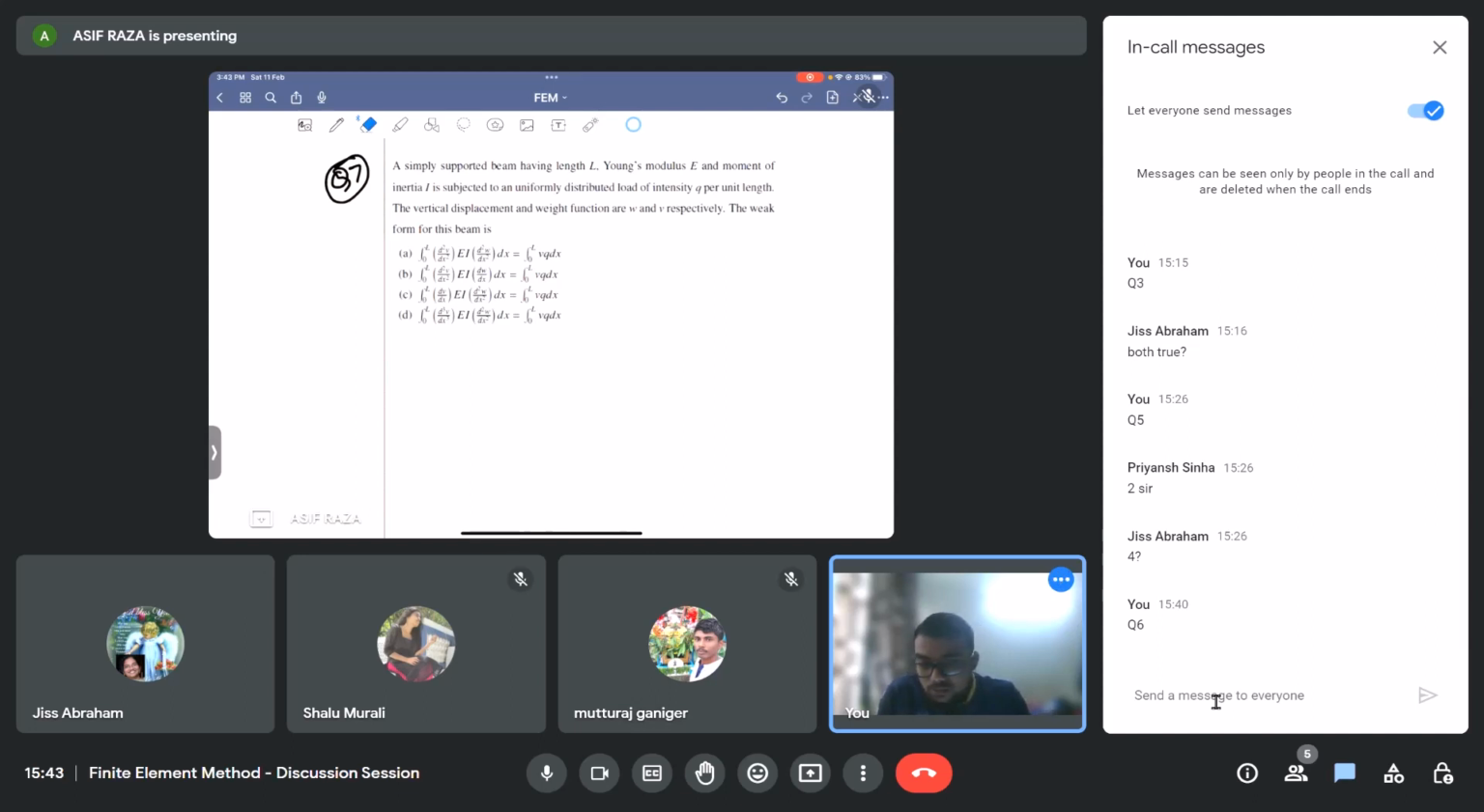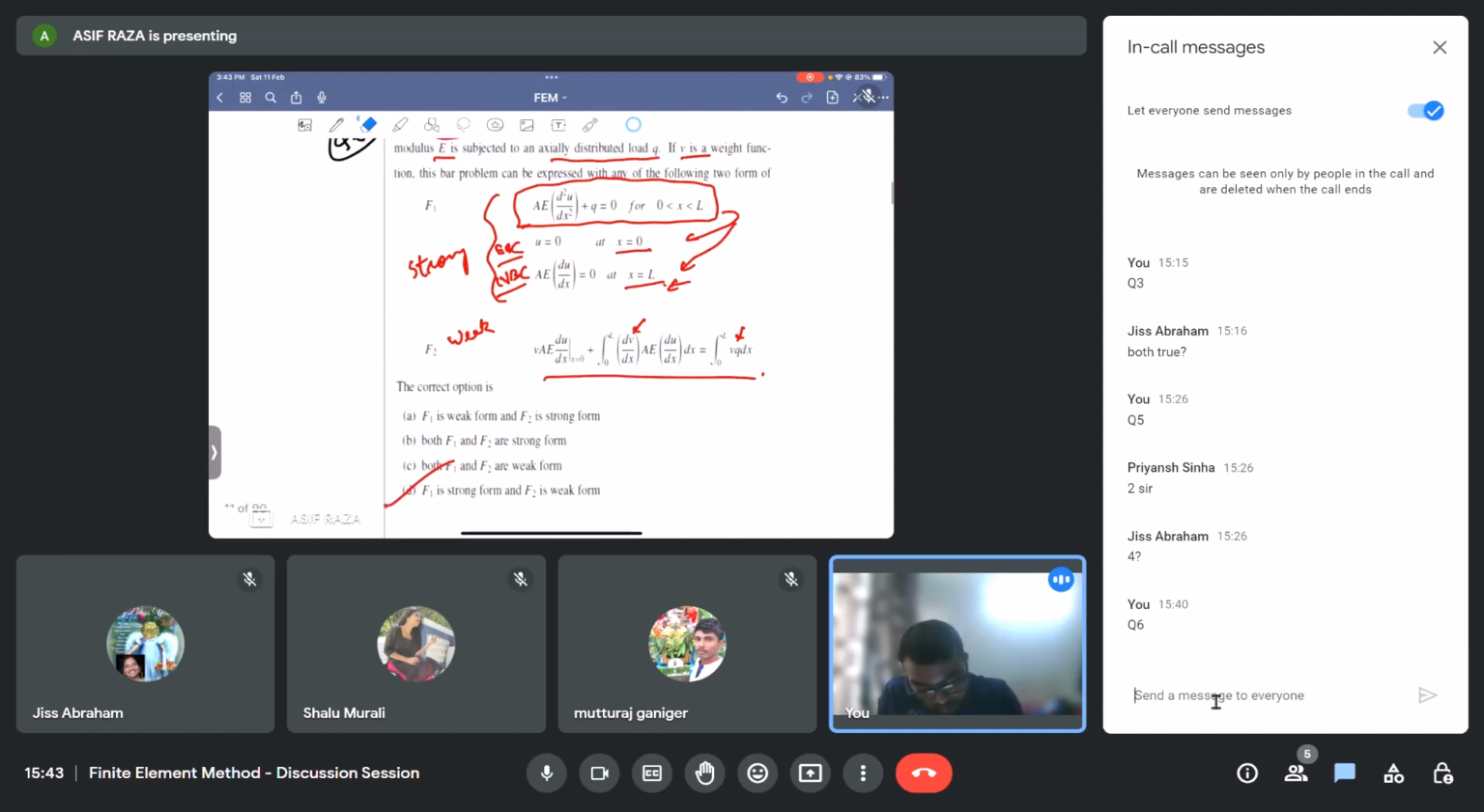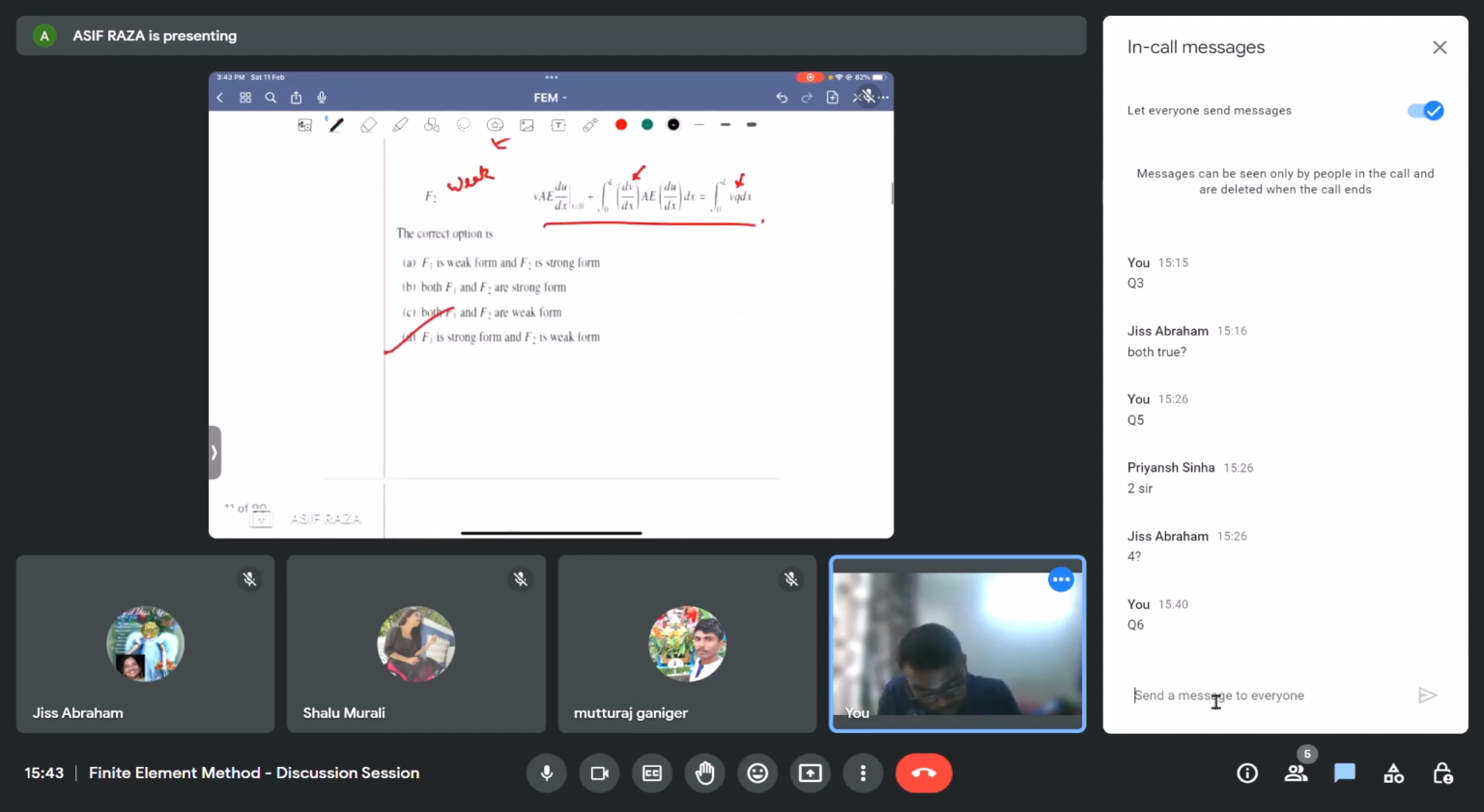Anyone has doubt? Sir, that F2, can we find the expression from the derivation? Just as in the previous case, can we find which is the essential boundary condition and Neumann? Yeah, you can see in F2, the boundary condition is this one. Okay, I'll just write it more clearly.